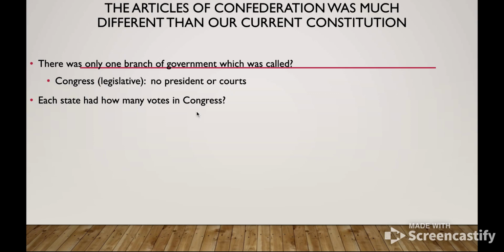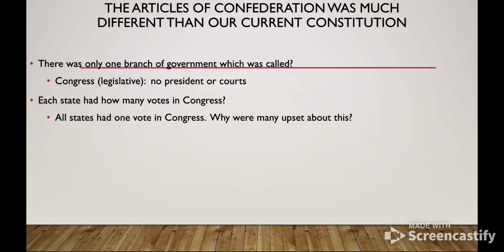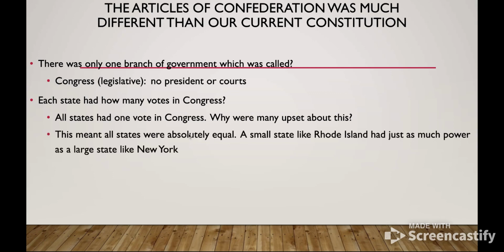In Congress, and we'll define that in just a second, each state got exactly one vote. And that might seem fair at first glance, and you could certainly make an argument, but some people were upset with this because it meant all states were absolutely equal. So a small state like Rhode Island had just as much power as a large state like New York. New York might have 20 times as many people, but they only get one vote, where Rhode Island, which has 20 times less people, also gets one vote. So that was an issue between the big and small states.